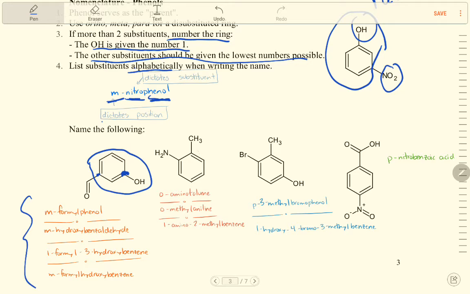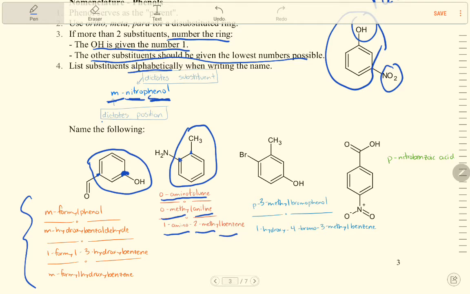This is toluene. The whole thing is toluene, benzene with CH3 on top, but this is ortho position 1 and 2. So it's ortho-aminotoluene or ortho-methylaniline or 1-amino-2-methyl benzene. So you can name accordingly.